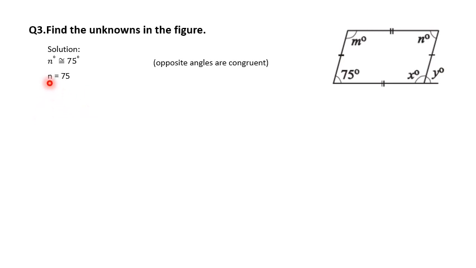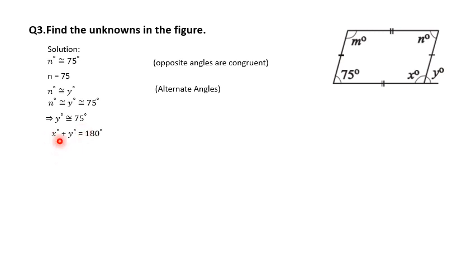Now students, n is equal to 75. N0 is congruent to y0 because n0 and y0 are alternate angles. So these are congruent. Now students, n0 is congruent to 75 degree and n0 is congruent to y0. It means that n0 is congruent to y0 is congruent to 75 degree. That implies that y0 is congruent to 75 degree.